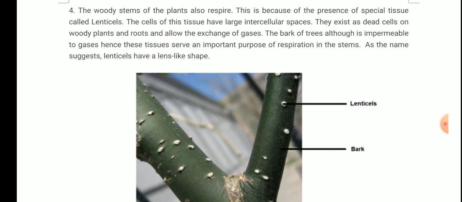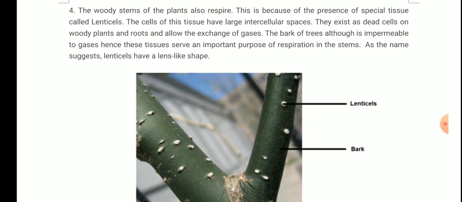The bark of trees, although, is impermeable to gases, hence these tissues serve an important purpose of respiration in the stems. As the name suggests, lenticels have a lens-like shape. Okay, so very important part of the plant.